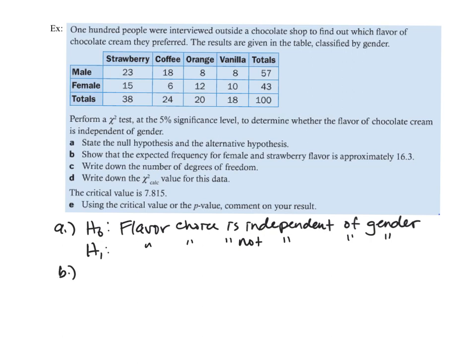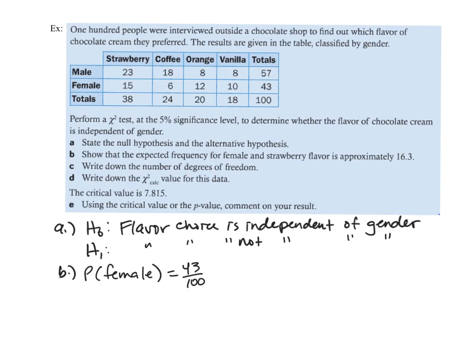Letter B then says, show the expected frequency for female and strawberry flavor is approximately 16.3. So let's find the expected frequency of how many of those would be female? Well, not choosing at random, it's not a probability. How many do we expect? How many females like strawberry? So we need to find our two probabilities. The first probability is the probability that the person is a female. Well, there were how many females? If you look back at the table, there were a total of 43 females out of 100 people. So that probability is 43 out of 100.